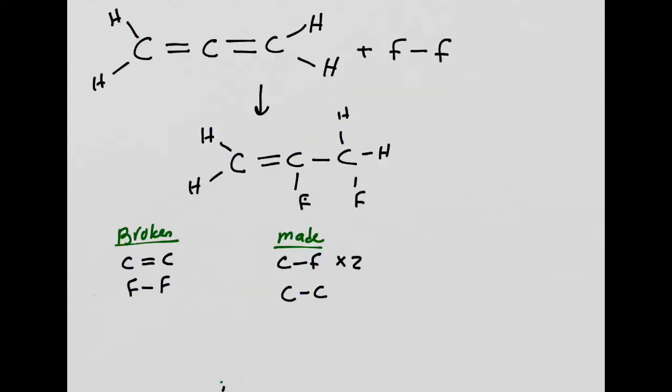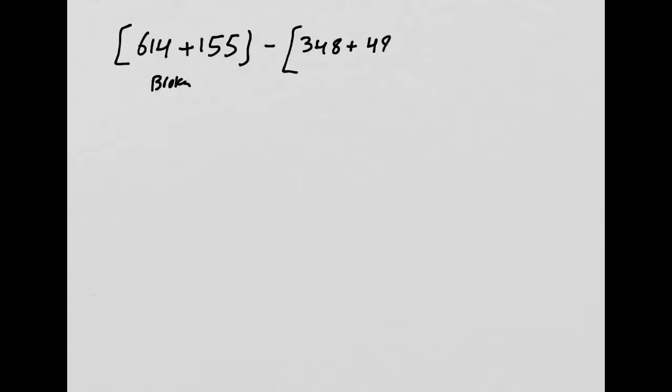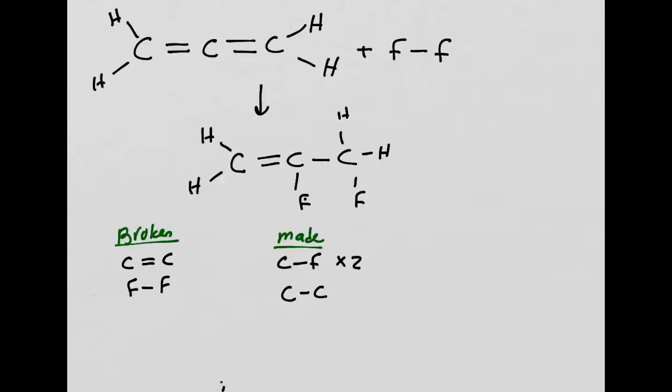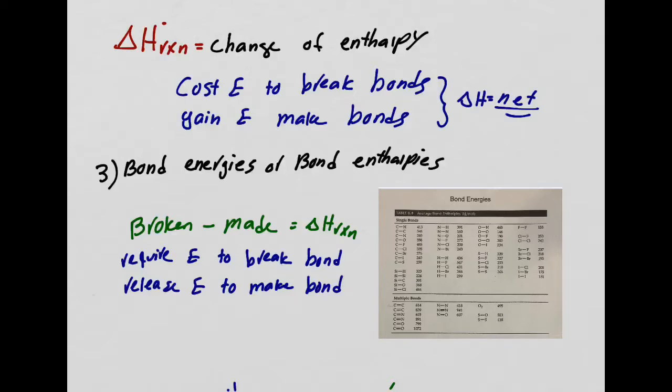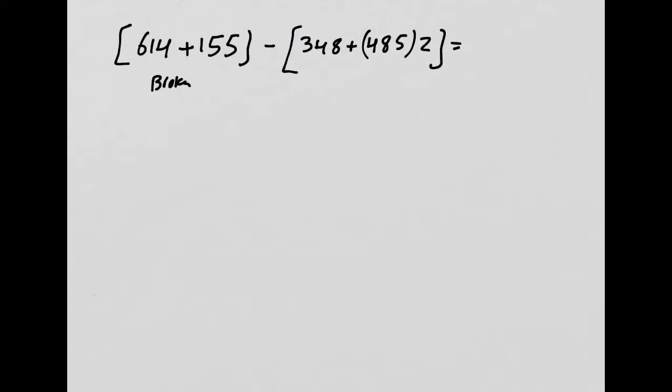So let's do this together. My broken is going to be, you can even do it on the chart, and then you can check your answer, 614 plus 155. That's going to be my broken, minus my made, which is 348 plus 485 times 2. I'm going to double check that number. I'm going to check that CF is that number. So let's find CF, yeah, 485. Perfect. And I have 2 of them.